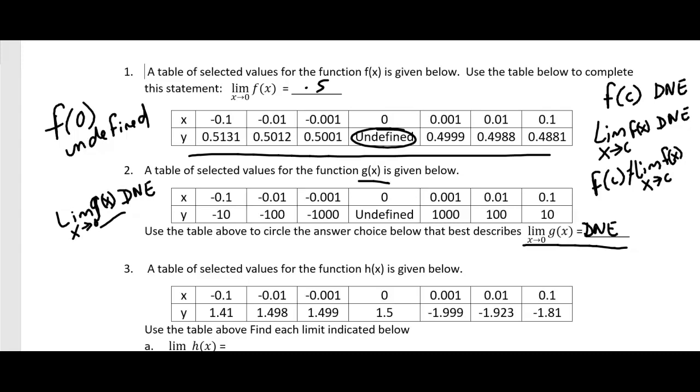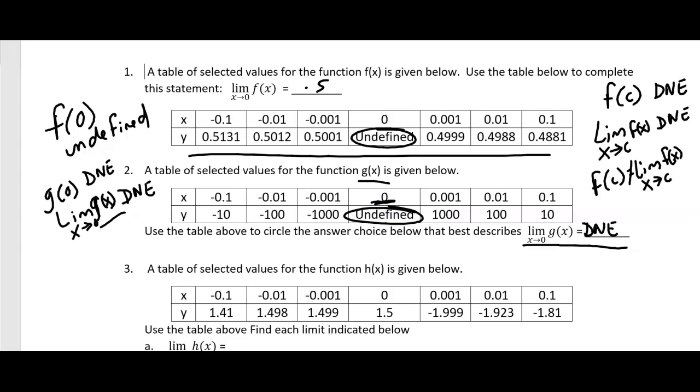Now, just so you guys know, you could also have said for this one that g of 0 doesn't exist, okay? Because as you can see here at x equals 0, there's no y value. So either one of those would be good answers. Let's go ahead and take a look at number 3.